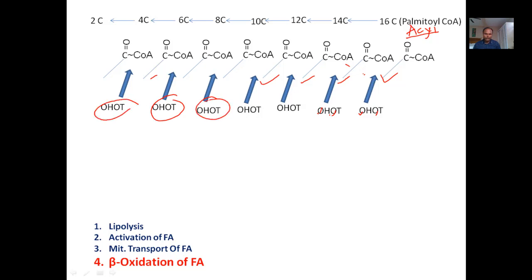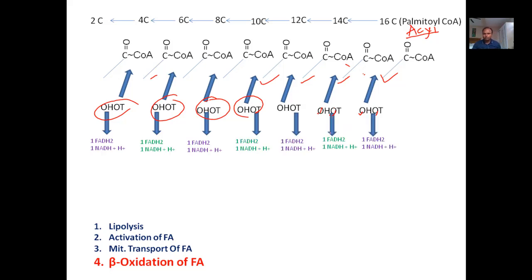This OOHT reaction happens at all bonds. Because of this reaction, there will be production of one FADH2. The first oxidation will produce one FADH2, and then the second oxidation will produce one NADH. Whenever oxidation happens, there will be release of energy. It is a general rule. So here is a release of one FADH2, energy equivalent, and one NADH. From all these 7 bonds, there is generation of 7 FADH2 and 7 NADH.